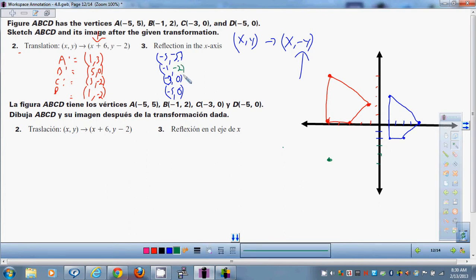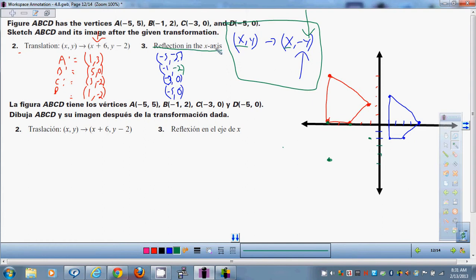Do you understand where this came from? Well, that's all we did. This is the formula for a reflection in the x-axis. So, we looked at that formula, saw that the only thing we were changing were the y values. And so all I did was take all the original x values, -5, -1, -3, and -5, and I changed all the y values to negative. So -5, -2, 0, and 0.